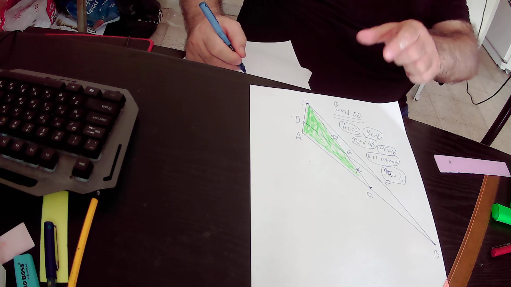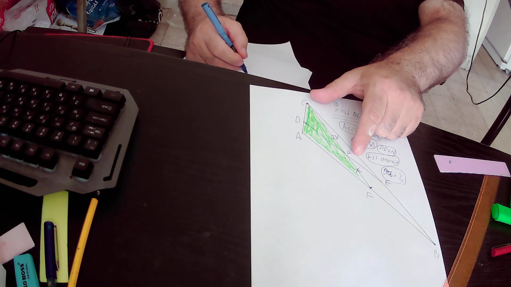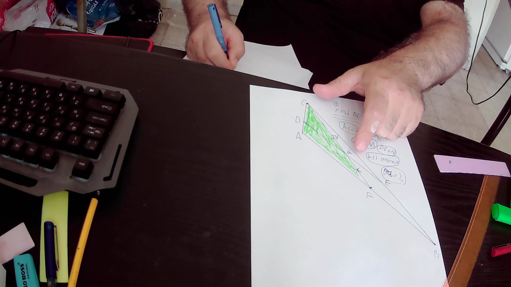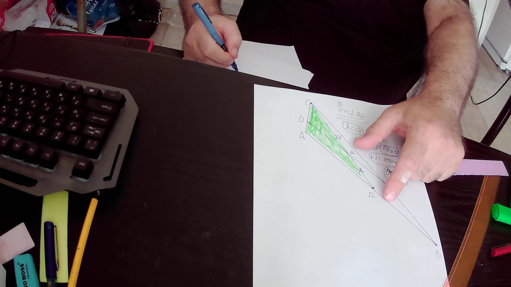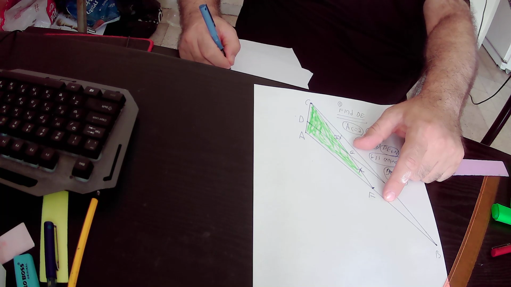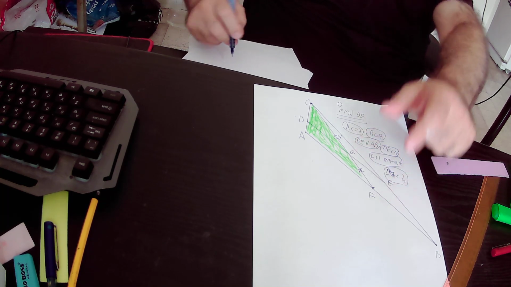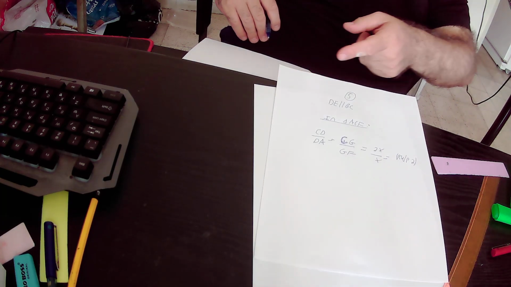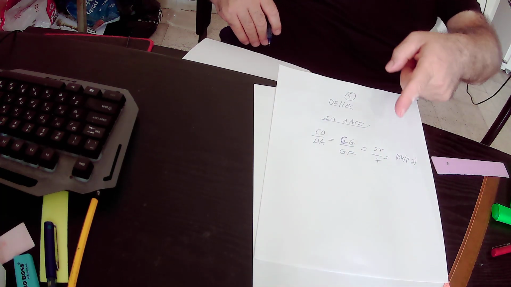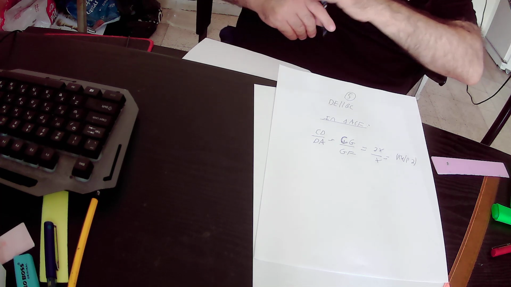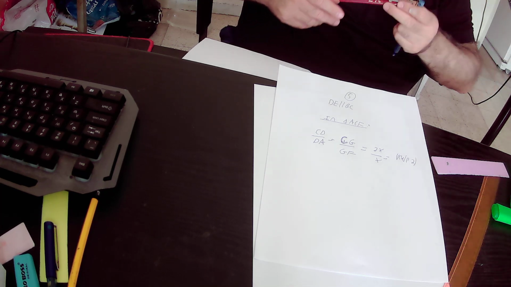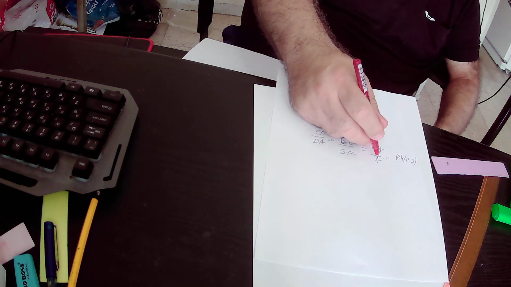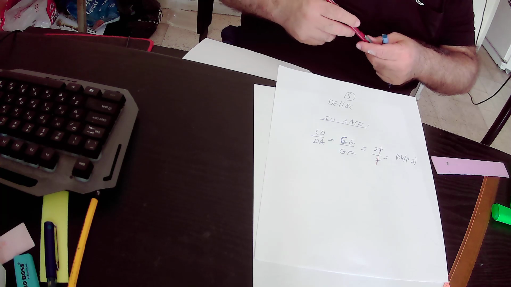But what is the value of CG? The value of CG is 2x. And what is the value of GF? The value of GF is x. So in total we got that CD over DA equals 2x over x. 2x over x is 2, because x over x is 1, so x gets cancelled and we are left only with 2.